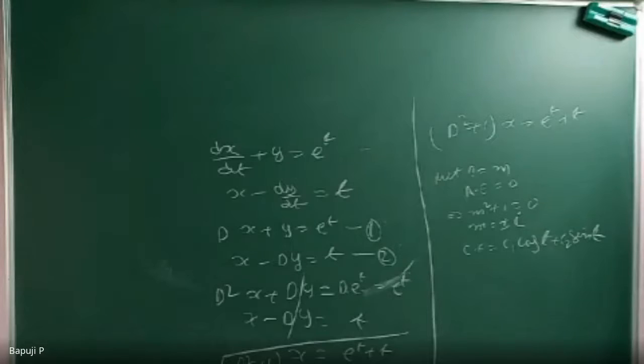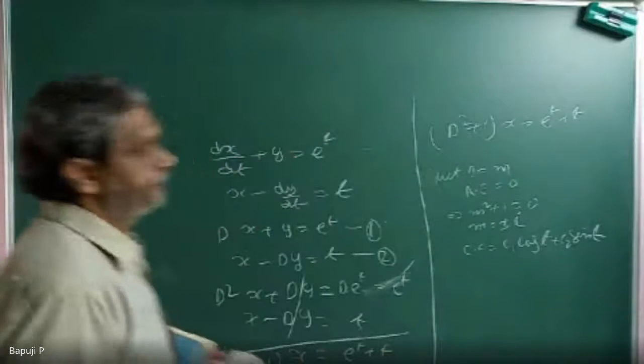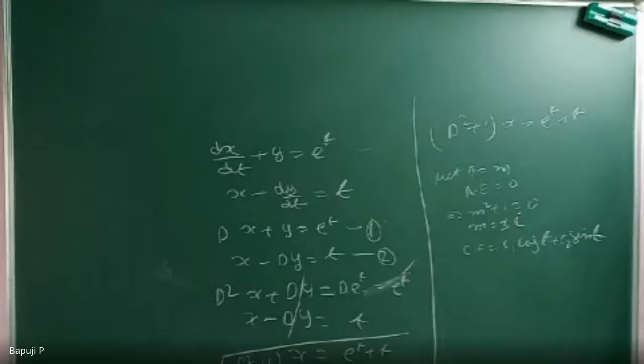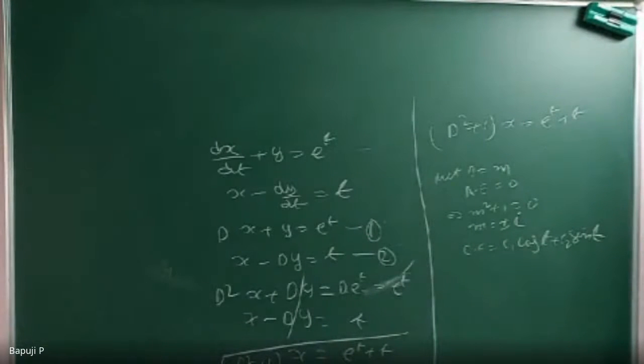Now PI is what? How many PIs are there? Two. How many PIs are there? Four. How many PIs for x? I want CF completed, I want to find PI or not. How many PIs are there? Two, sir. PI1, PI2, PI3 is there.